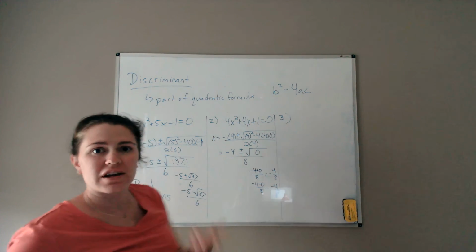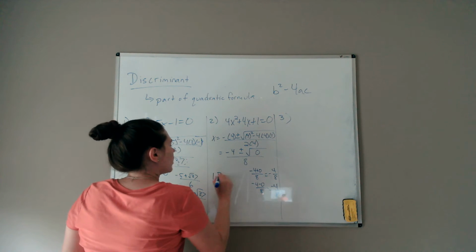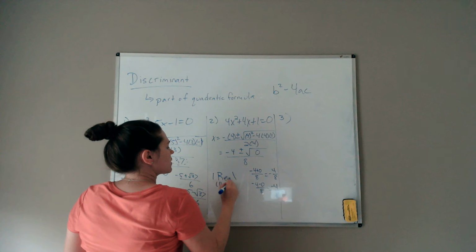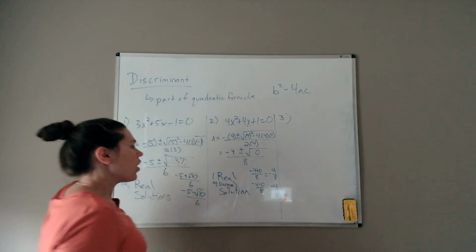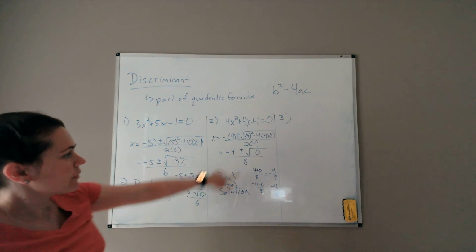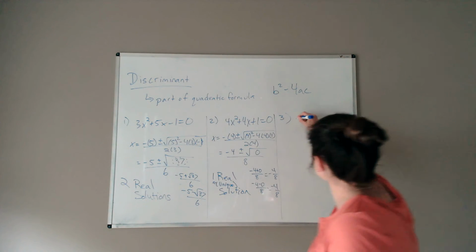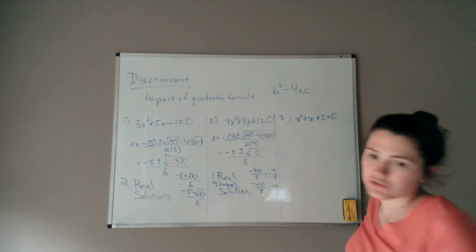Because the discriminant is 0, you know that your answers are real. So you get one real, and by one we mean unique, okay? That unique, we're really generating 2. It's just that it's the same number twice. One real solution because the discriminant was 0. And the last problem, x squared plus x plus 2 equals 0.